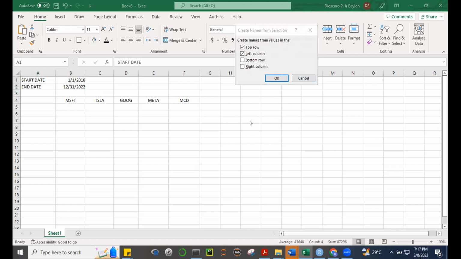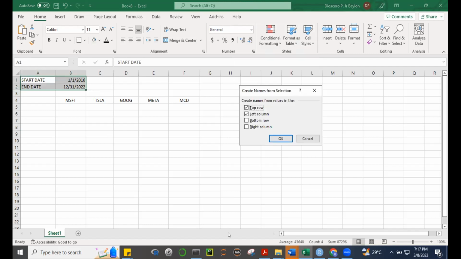Anybody using Mac here? May nagma-Mac ba dito? Kung meron, I think Command-Shift-F3 yata. But kindly check, please. What did you see, class? Parang hindi gumagana. Hindi gumagana? Sa akin rin, sir, hindi gumagana.